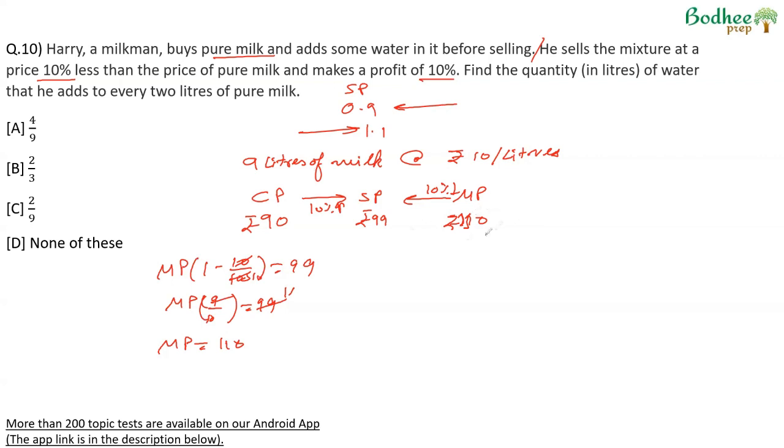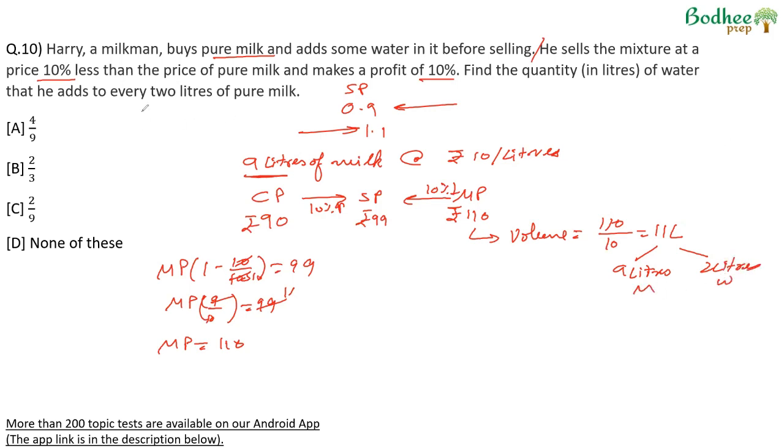Now, for what quantity will the marked price be 110 of milk? Since milk costs rupees 10 per liter, that means here the volume has to be equal to total price upon per liter price, that is 11 liters. But we know that there was only 9 liters of milk. So in 9 liters of milk, 2 liters of water is added. Out of this 11, 9 was milk. So 2 liters water.